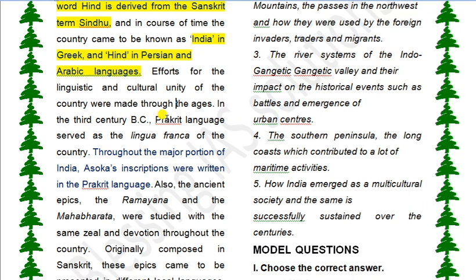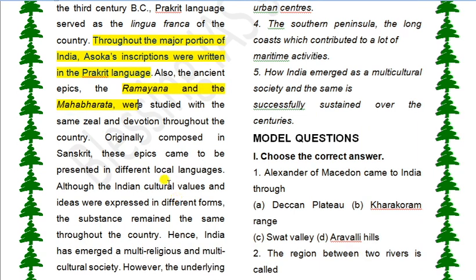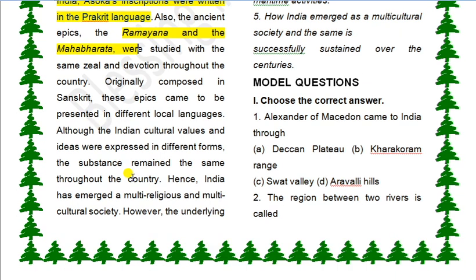Efforts for the linguistic and cultural unity of the country were made through the ages. In the 3rd century BC, the Prakrit language served as the lingua franca of the country. Throughout the major portion of India, Ashoka's inscriptions were written in the Prakrit language. Also, the ancient epics, the Ramayana and Mahabharata, were studied with the same zeal and devotion throughout the country. Originally composed in Sanskrit, the epics came to be presented in different local languages. Although Indian cultural values and ideas were expressed in different forms, the substance remained the same throughout the country. Hence, India has emerged as a multi-religious, multicultural society.